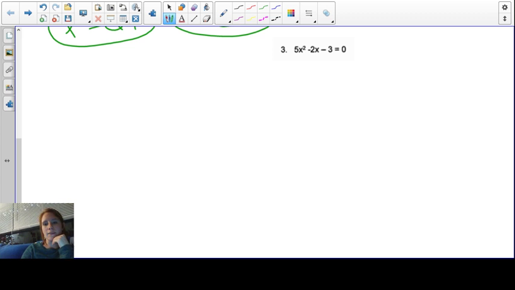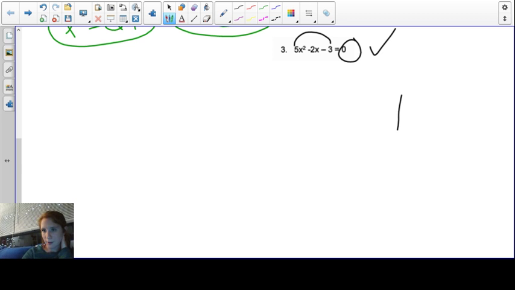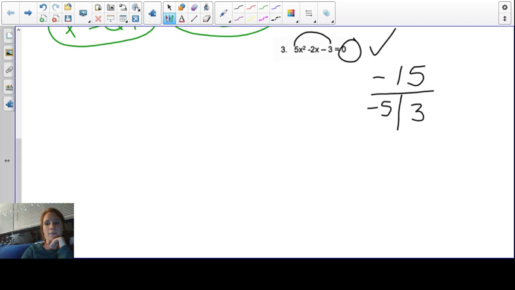So number 3 is already set equal to 0 for me, so that's cool. I don't have to do it. However, it's got a number in front, so we're going to be doing my X factoring. So I have negative 15. I'm going to use negative 5 and positive 3, because negative 5 plus 3 will give me negative 2, and negative 5 times 3 gives me negative 15.